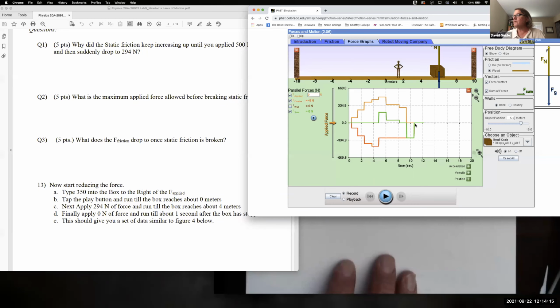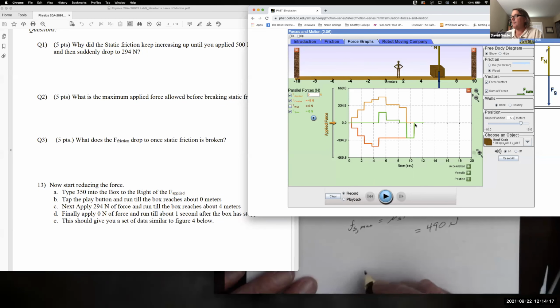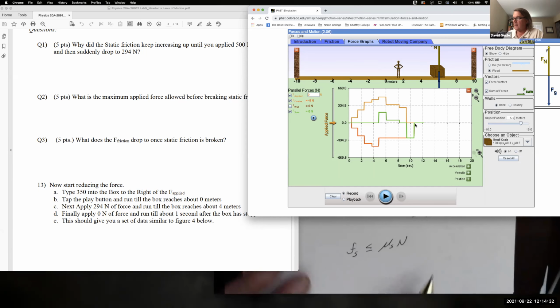Friction, F sub s, is less than or equal to mu sub s n. F sub s max equals mu sub s n. F sub s is less than or equal to mu sub s n. F sub s is equal to F applied.